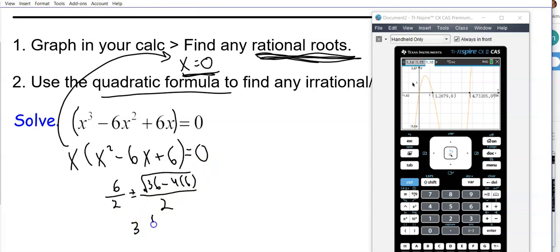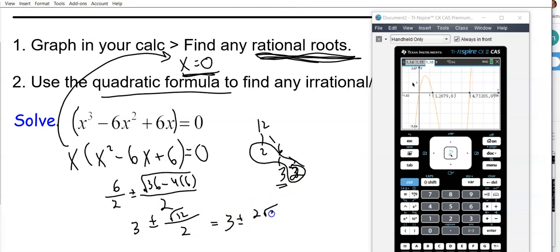So I get 3 plus or minus, let's see, 36 minus 24 is square root of 12. I think we did that a minute ago. That's 2 and 6, 2 and 3, or 3 and 2. I've got a pair of 2's and a 3 left over. So this is going to be 3 plus or minus 2 root 3 all over 2, and the 2's cancel, so you get 3 plus or minus square root of 3.